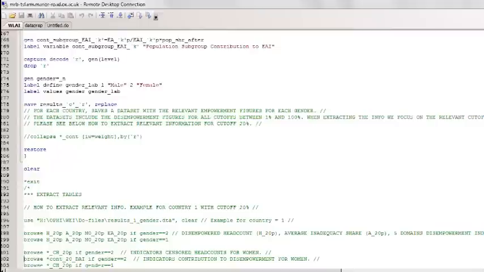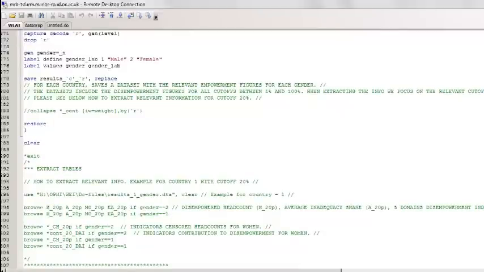Another thing that we would also like to have is the censored head counts for each indicator. So browse, this command now gives me for the 10 indicators the censored head counts for a sample of women. And also the indicators' contribution to disempowerment for women. This is given by this next command. If we replace gender equals 2 by gender equals 1, we obtain the same set of results, but for men. So here finishes the part of the do file that refers to 5DE.